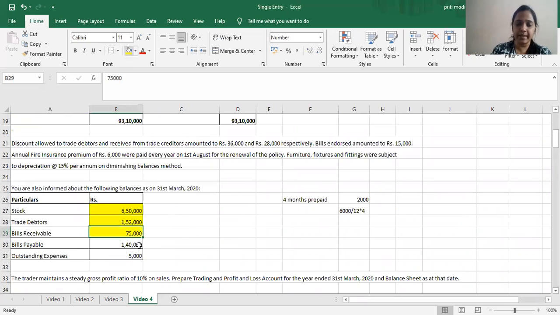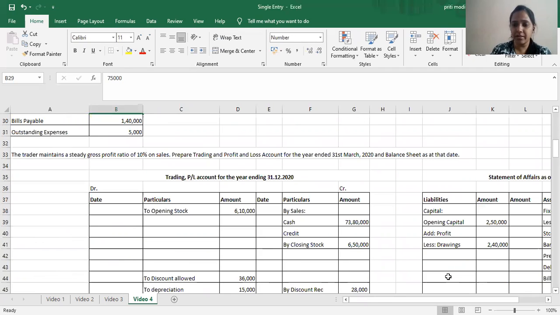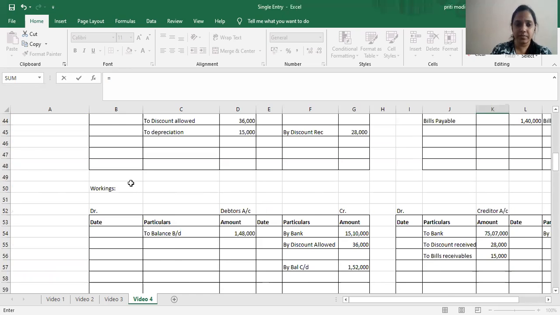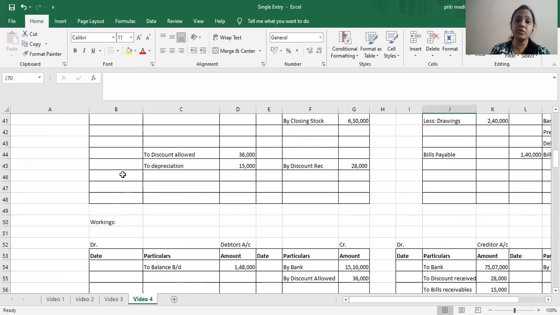Bills payable again. So closing balance is given. So we will write in the closing balance sheet as bills payable. In the outside column, I'm writing it as 1,40,000 and closing bills payable account. Closing bills payable account will be to balance CD. So we are simply posting it two times. And we have done this already in the previous two videos.